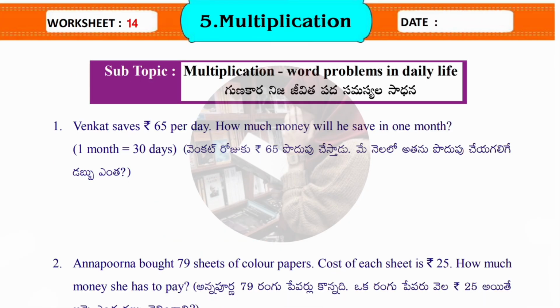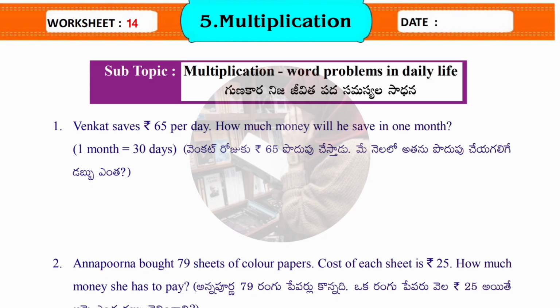Got it, guys? Let's move on to the next worksheet, that is the last worksheet of our workbook, 5th chapter, which is worksheet number 14. Here the subtopic is multiplication word problems in daily life. Okay, let's see the first question.